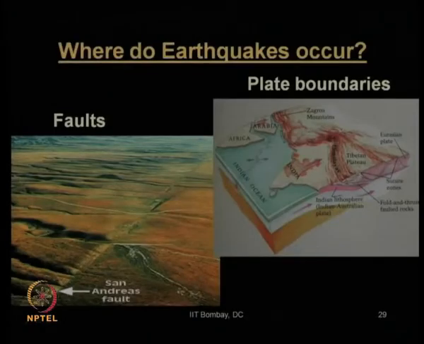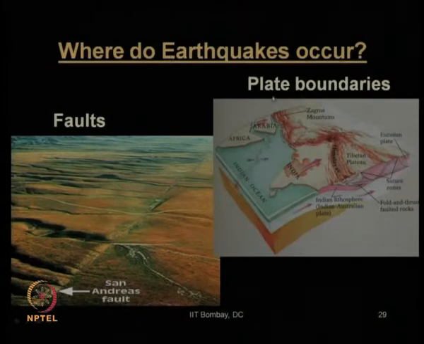Now, where do earthquakes occur? We have seen already what causes an earthquake. There are two major causes as we have mentioned: one is plate tectonic earthquake, another is fault rupture earthquake. So, these are the two causes of earthquake. Now, where do earthquakes occur?